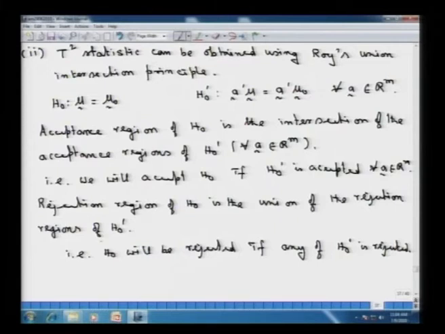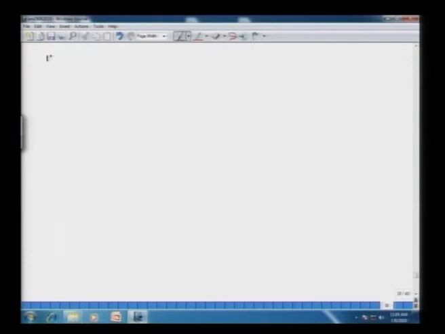So, this basically is what we talk about as the union intersection. It is called the union intersection principle because the rejection region of this H naught hypothesis is the union of the rejection regions of these set of hypotheses, and the acceptance region of this H naught is going to be the intersection of the acceptance regions of this H naught prime set of hypotheses. Now, what we will do is look at when this H naught prime hypothesis is going to be rejected, on what sort of theory we are going to base our rejection region.